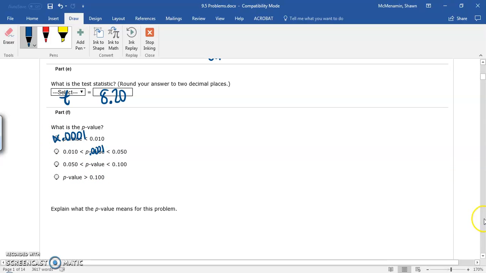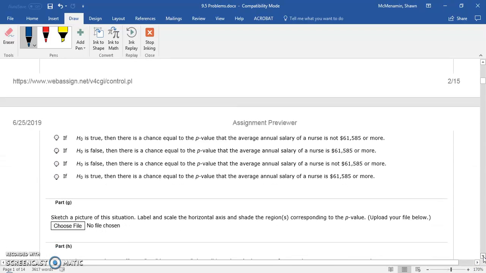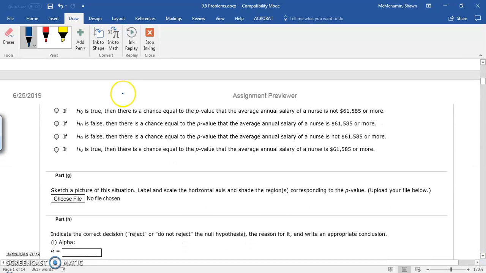Explain what the p-value means. The p-value actually always has the same meaning for these problems: if H0 is true, then there is a chance, so we definitely don't want the false ones. If H0 is true, then there's a chance equal to the p-value that the average annual salary for a nurse is 61,585. So this is it.